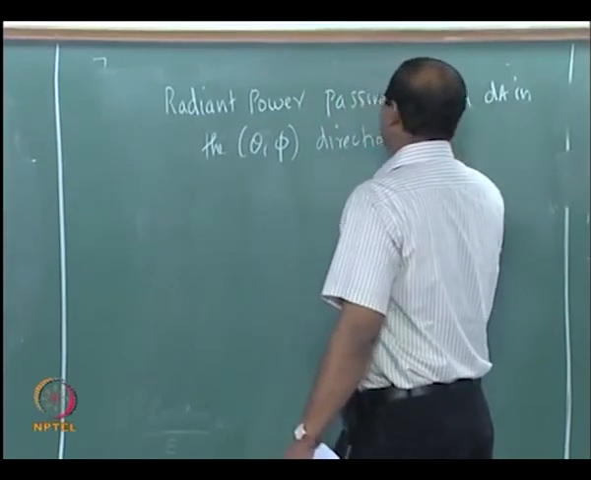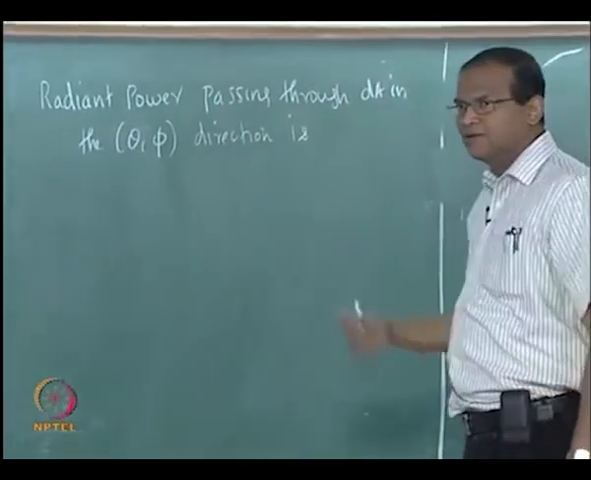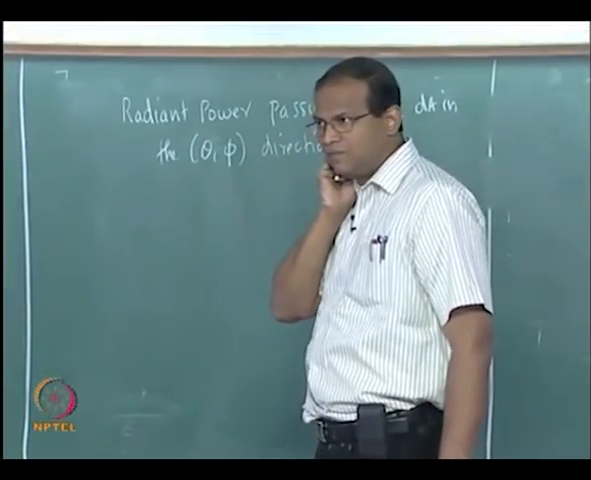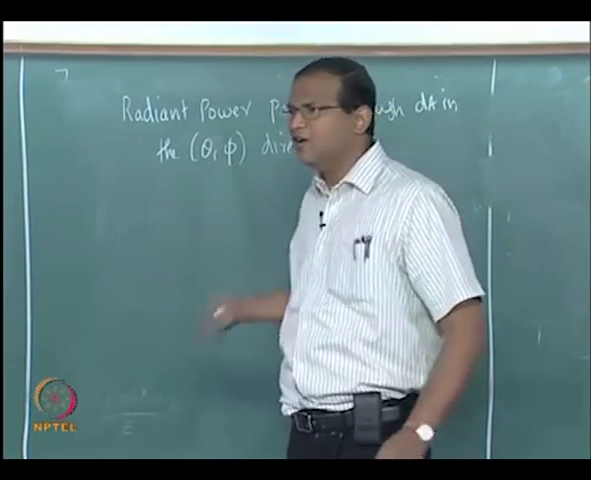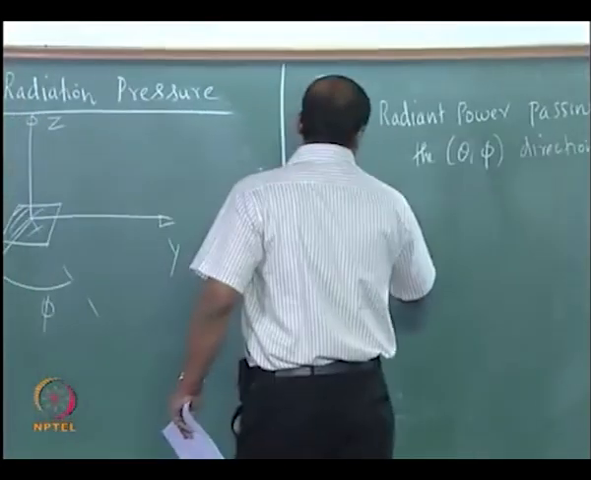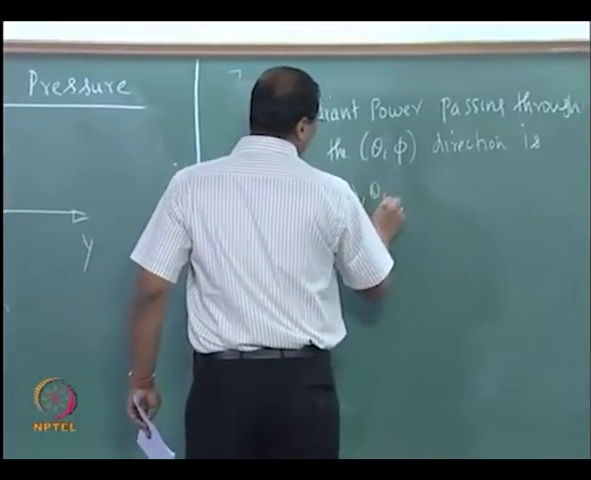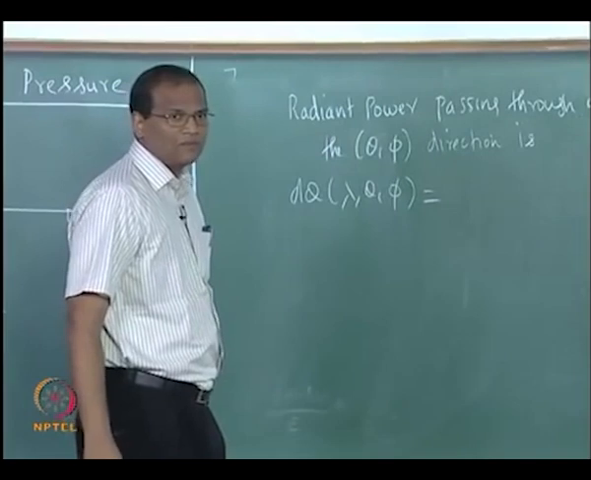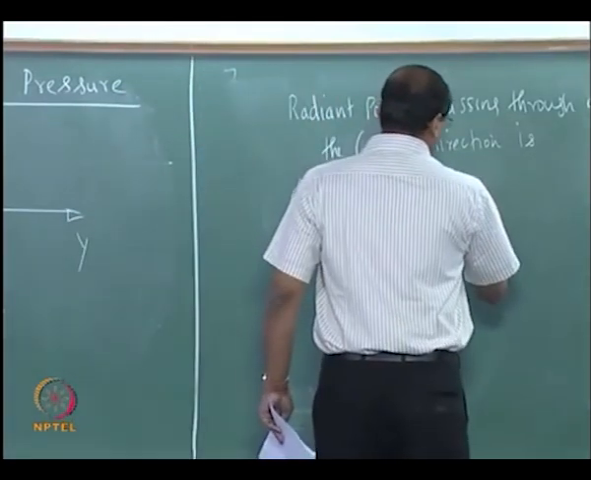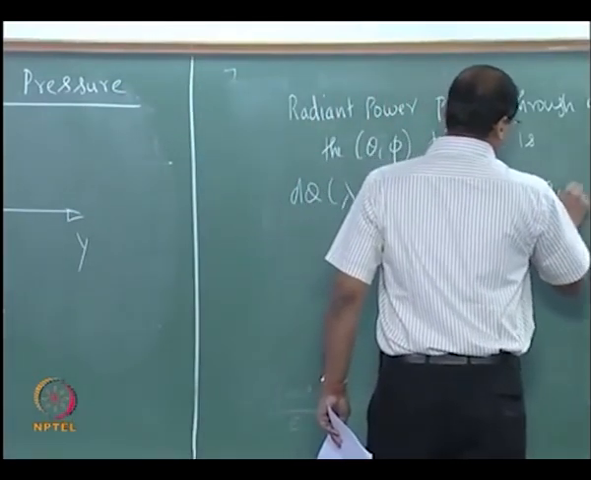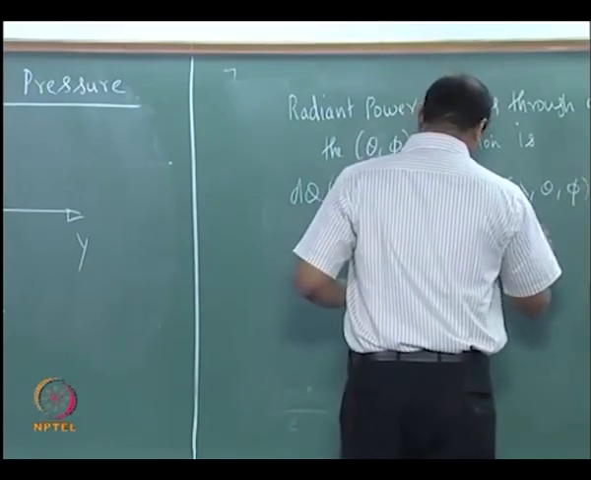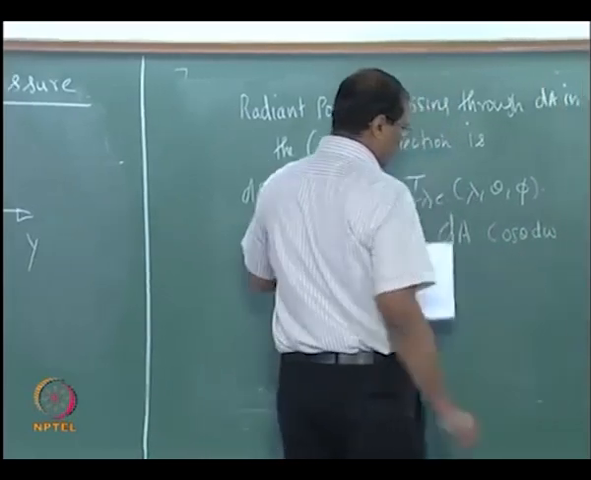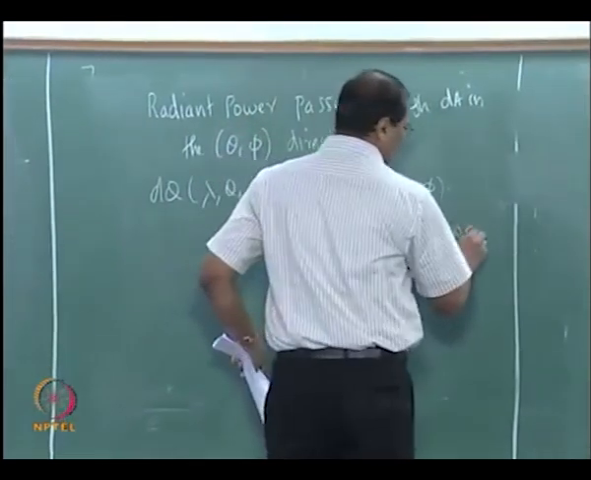What is this? What is the radiation power passing through dA? I lambda E into, what is that story? So dq lambda theta phi is equal to I lambda E dA cos theta d omega, correct, good. So d lambda, this is nothing new.